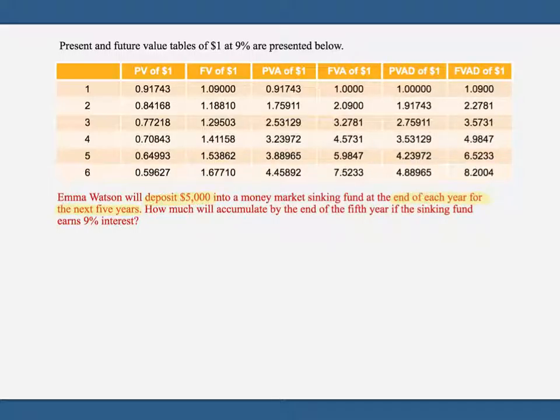Okay, and we want to know how much will accumulate by the end of the 5th year at 9% interest. So if you notice, it says at the end of each year. So that means it's an ordinary annuity. And we need to know the future amount, because we want to know at the end of the 5th year. So this is a future value of an ordinary annuity problem.